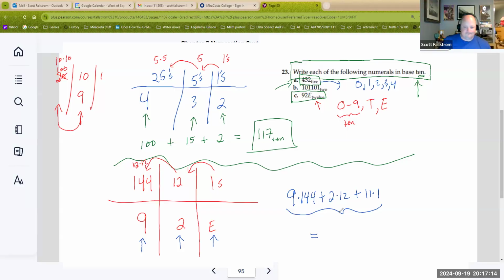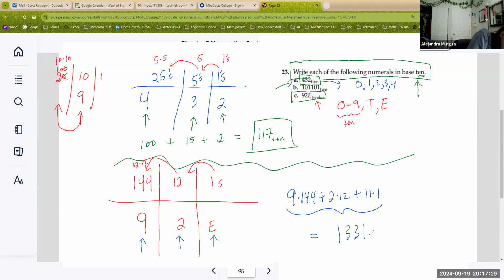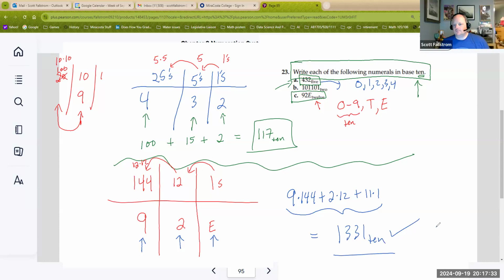Okay. 1,296 plus 24 plus 11 is 1,331, in base 10. There you go.